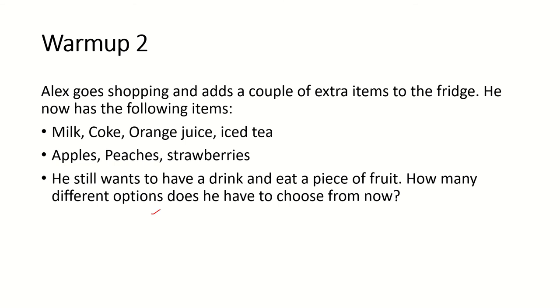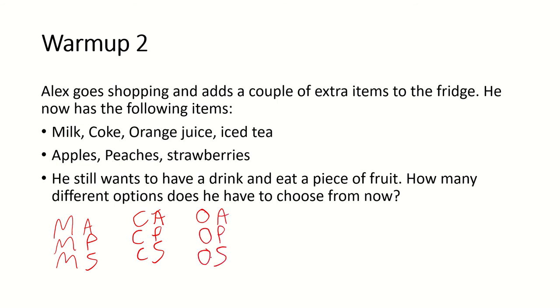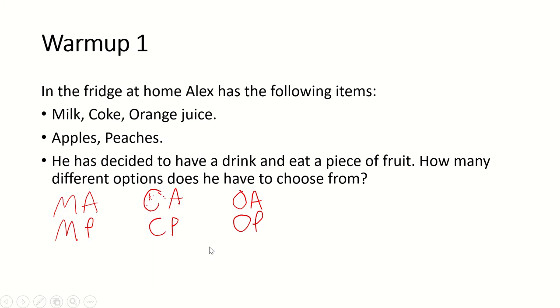Obviously he has the 4 drink options, so he could have milk and apples, milk and peaches, or milk and strawberries. Then he could have Coke and apples, Coke and peaches, or Coke and strawberries. He could have orange juice and apples, orange juice and peaches, or orange juice and strawberries. He could have iced tea and apples, iced tea and peaches, or iced tea and strawberries. So there are 3, 6, 9, 12. 12 different options. Hopefully you can start to see a pattern.